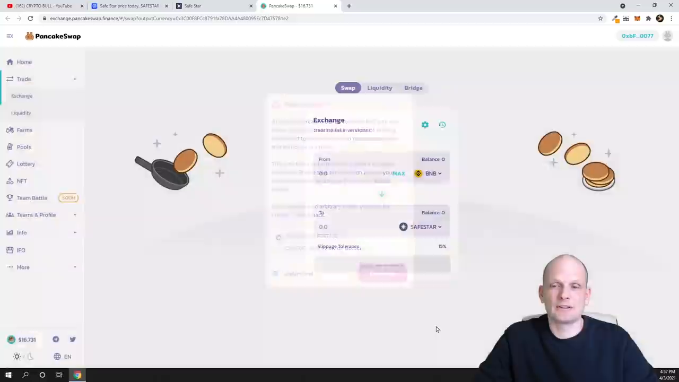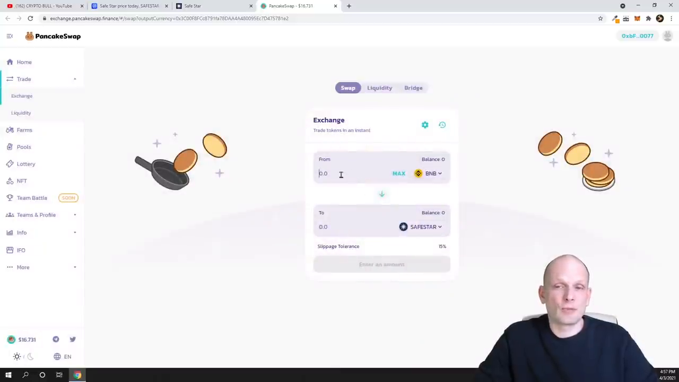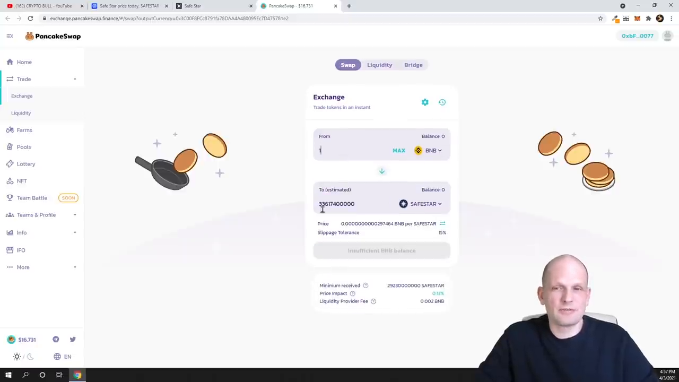Here you say understand, continue, and here you can see there's BNB and Safestar. For one BNB, which is worth $350, you can get huge amounts, almost 336 million or something. I will be buying it a little bit later after this video, guys. But yes, currently it is very cheap, and that's exactly why I decided to invest in it, because it's new, it's cheap, and it is also very high risk. But if it grows in price, guys, it could give me huge returns, and that's the reason why I'm investing.